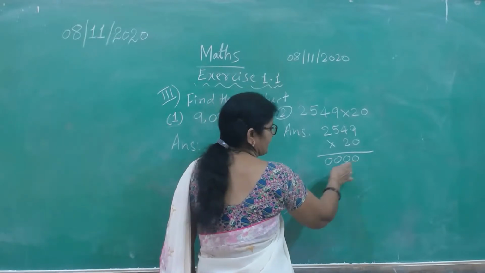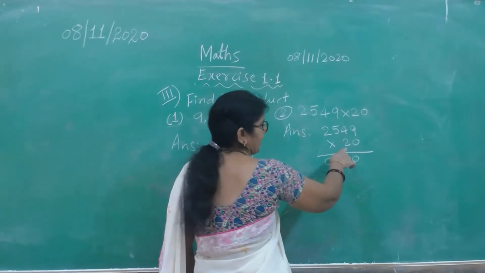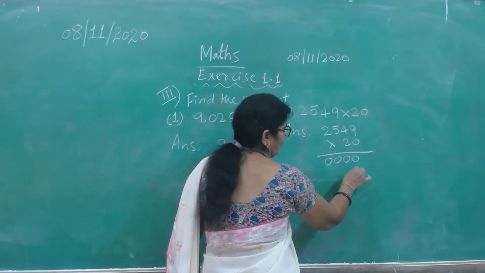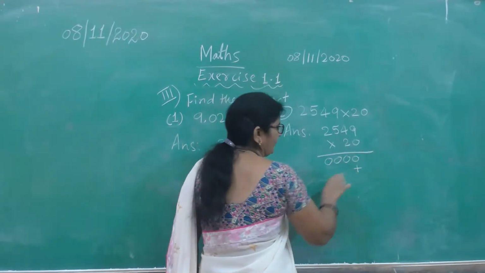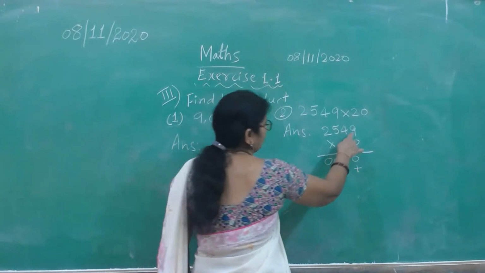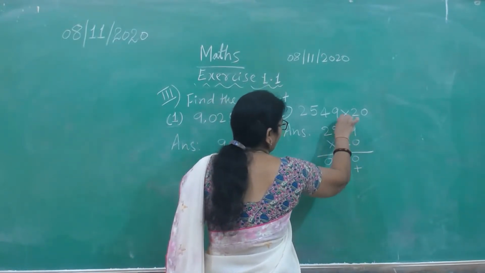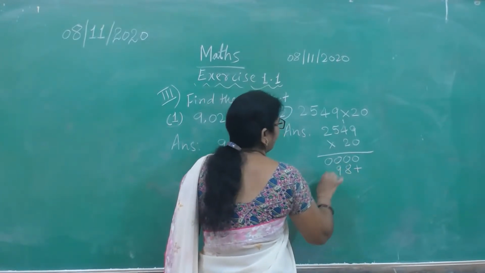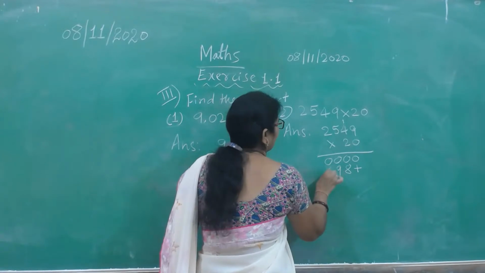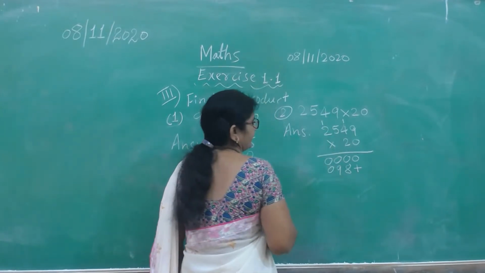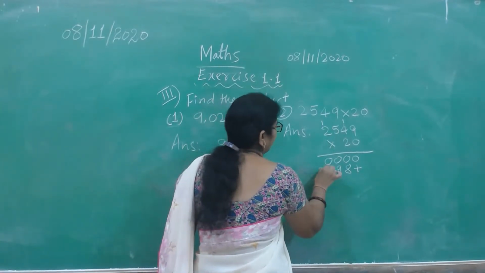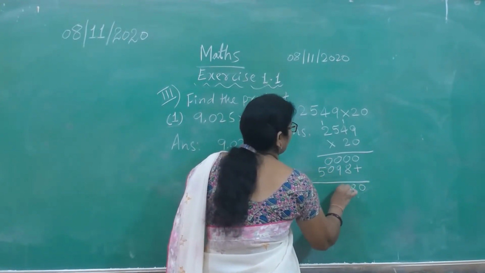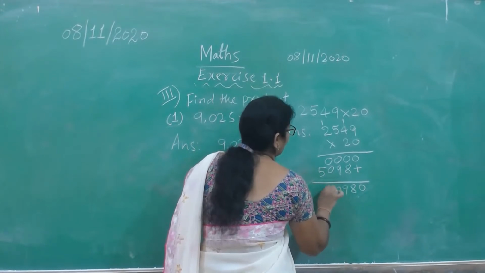Then in the second row, taking the tens place number, that is 2. You have to write it in place of the plus sign. 2 nines are 18, carry 1. 2 fours are 8, plus 1, 9. 2 fives are 10, carry 1. 2 twos are 4, plus 1, 5. So 0, 8, 9, 0, 5.